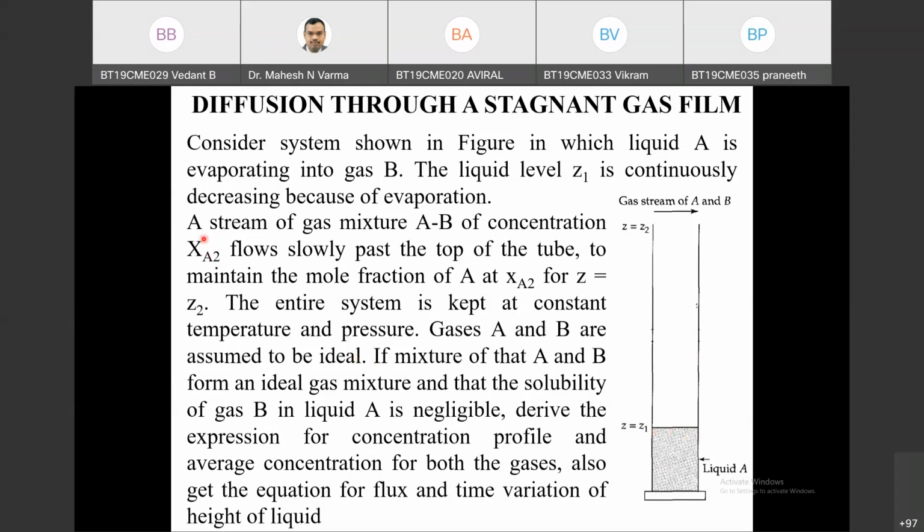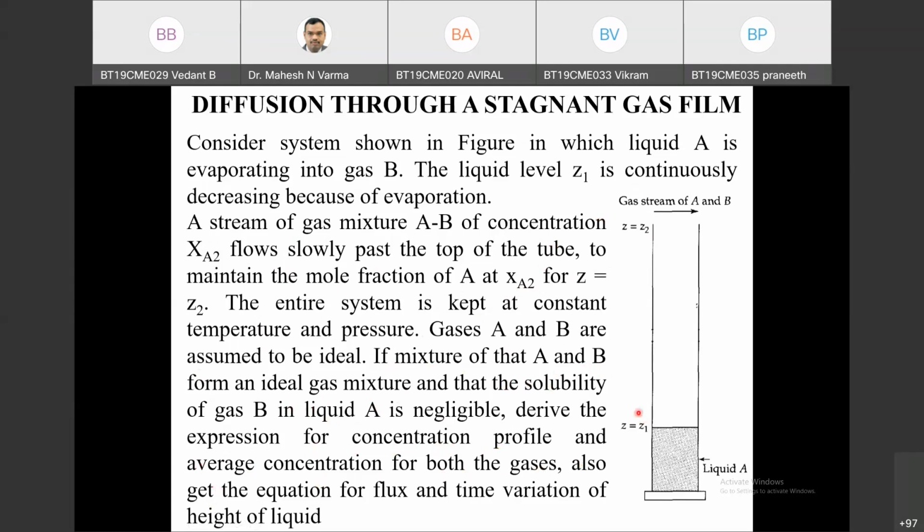How to solve this? Exactly, the remaining thing is the same. A stream of gas mixture AB, concentration XA2, flows slowly over the top of the tube, and the fraction of A is XA2 at Z equals Z2. The entire system is kept at constant temperature and pressure, assumed to be an ideal mixture, and the solubility of B is negligible. Derive the expression for the concentration profile and the average concentration of gases.